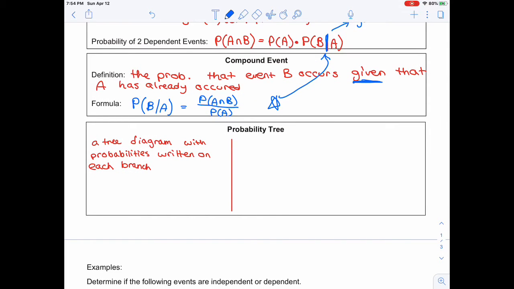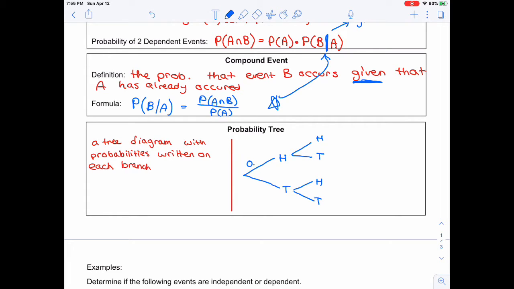All right, in our final definition, we have a probability tree. All that is a tree diagram with our probabilities written on each branch. So for example, we could have our heads and tails for flipping a coin. Let's say I flipped it twice. So I'm going to go ahead and make my tree diagram here. Now the only difference between my regular tree diagram is that I have to write the probabilities on each branch.